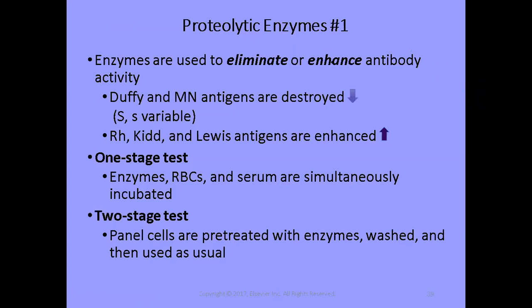Okay, so we are going to move on and talk about another tool in our toolkit in more detail, and these are the proteolytic enzymes. So enzymes can be used to eliminate or enhance antibody activity, and we've talked quite a bit about this already. So remember, Duffy and M and N antigens are destroyed, so they're going to eliminate reactions. Enzyme-treated cells would eliminate any reactions due to Duffy or M and N antibodies. S and s are variable. Just don't worry about them. Just remember Duffy and M and N are destroyed, while Rh, Kidd, and Lewis antigens are enhanced.